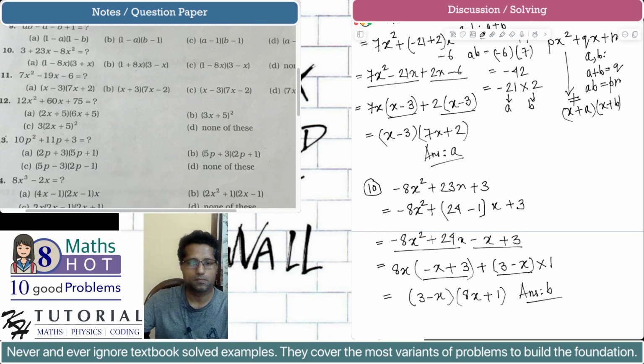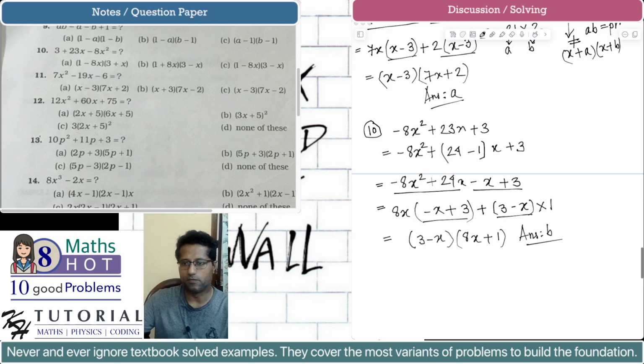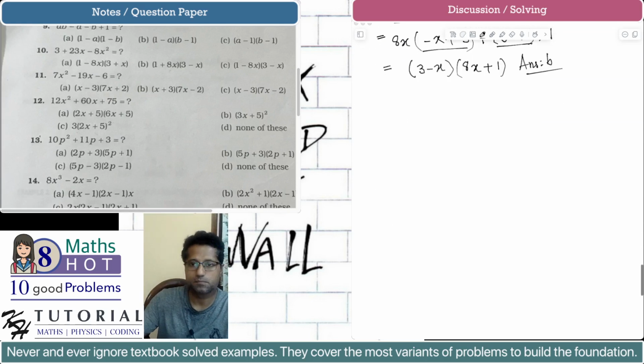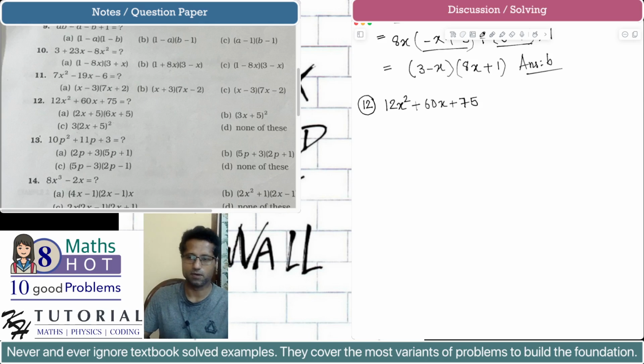Let's do problem number 12. This is also a factorization problem. The given polynomial or the expression is again a quadratic trinomial, 12x square plus 60x plus 75. So clearly we do not see any kind of a square plus b square plus twice ab or a square plus b square minus twice ab form, because 75 is not a perfect square, not even 12x square.